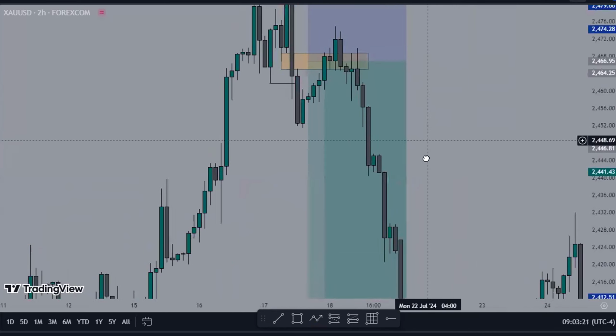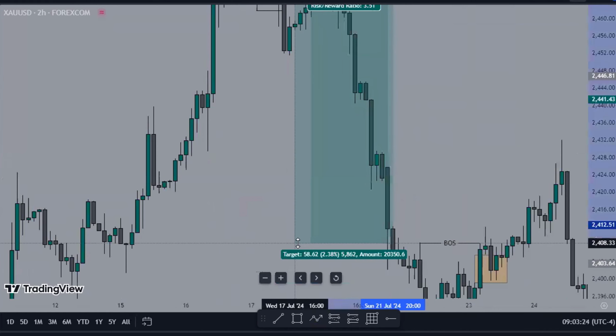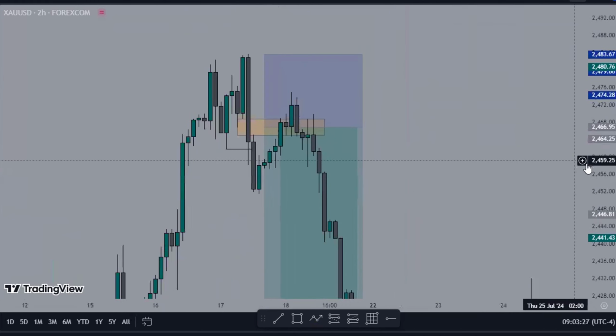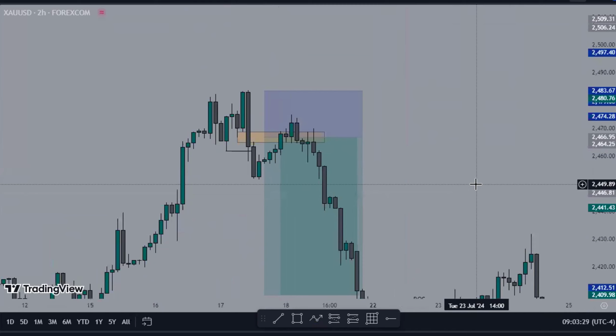I think it's like 4R already. So we can aim for that, or we can just aim for 3R. Yeah, we can just aim for 3R. Don't be greedy. So yeah, that's our second example. Let's look at another example. Let's look at one more example, right?